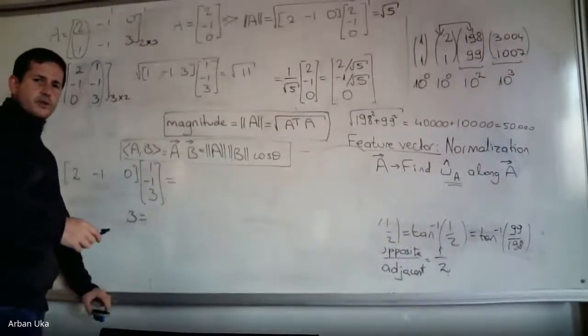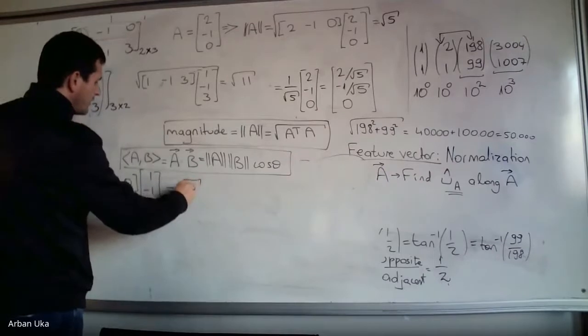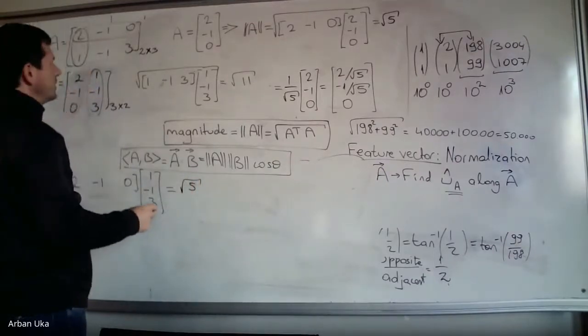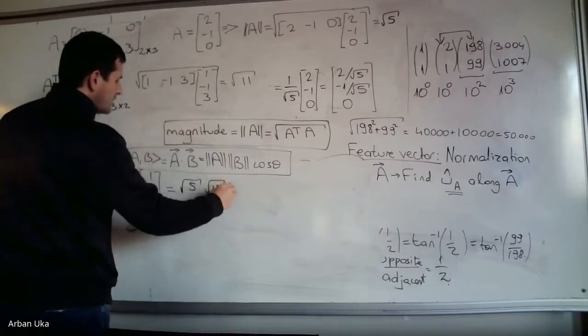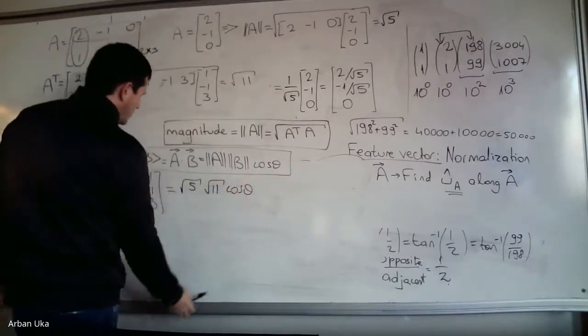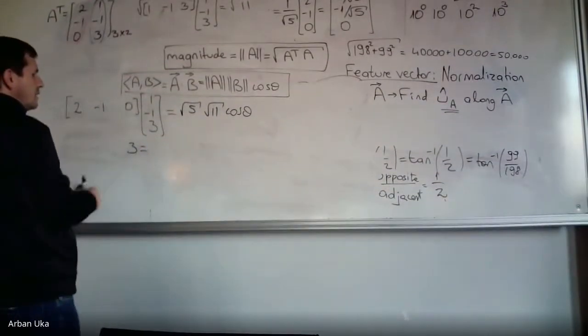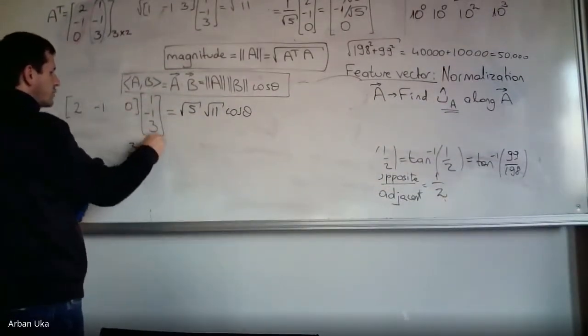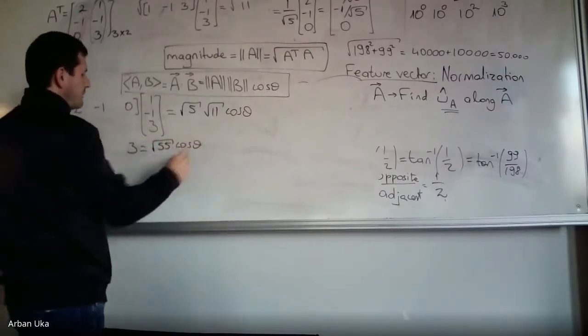Okay, so it's on the board, sorry, you cannot see it for the moment, but now you can. So this is equal to the square root of 5. And what is the magnitude of B? We got square root of 11. Okay. And this is equal to cosine theta, the angle between these two. So we can write this again, this is equal to square root of 55 cosine theta.